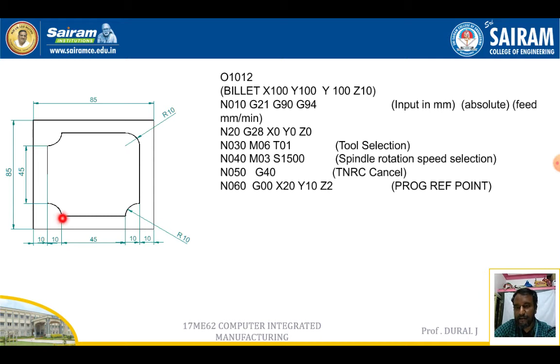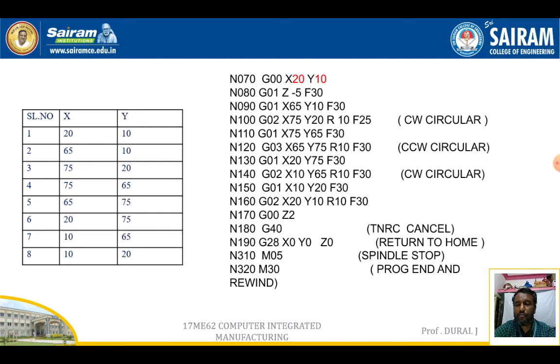Then it has to be moved towards this one, so X65, the Y remains the same, you can give the value also, it's not a problem. Y10 and Z remains the same, minus 5 only. Then like this, it has to be moved over here. Okay, so for that I'm going to write the program.